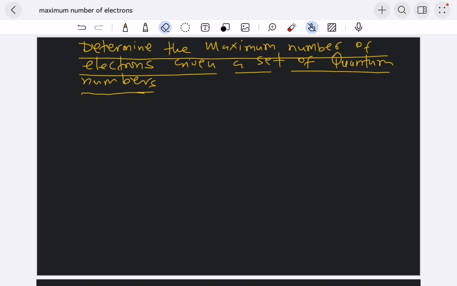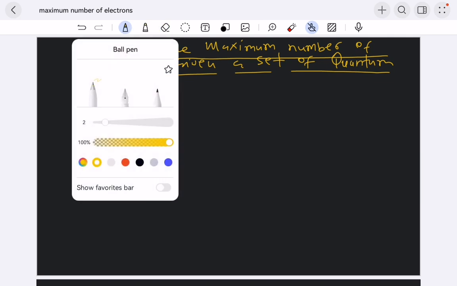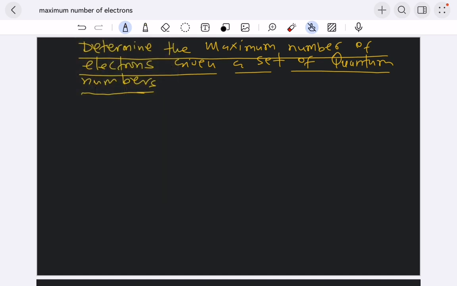So in today's lesson, we're going to learn how to determine the number of electrons when we are given a set of quantum numbers. Let's quickly dive into it.